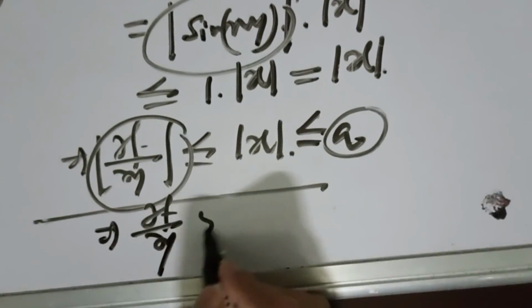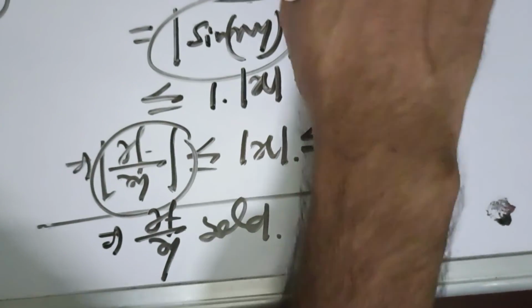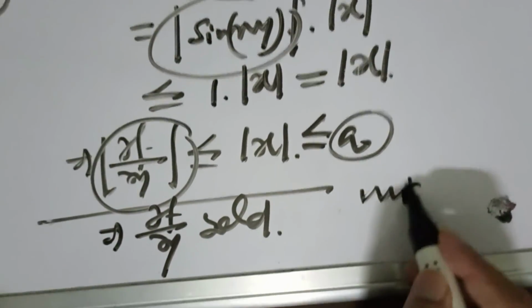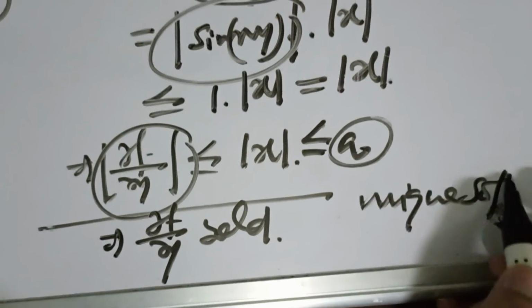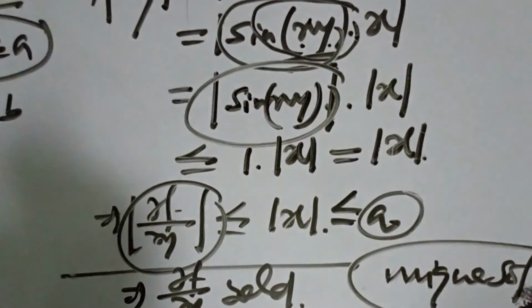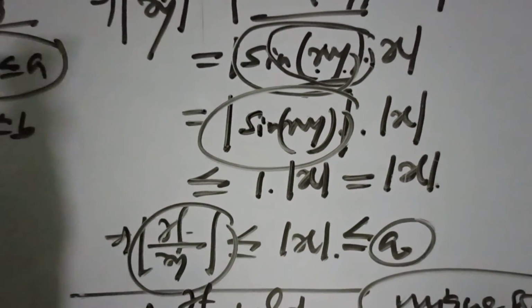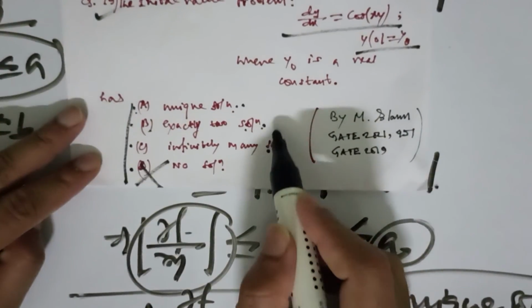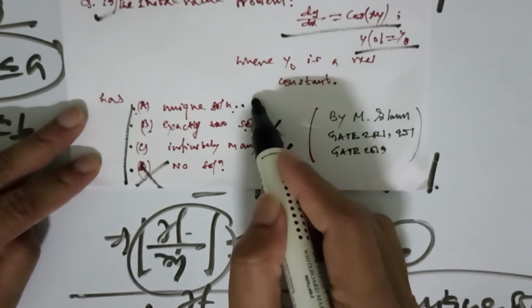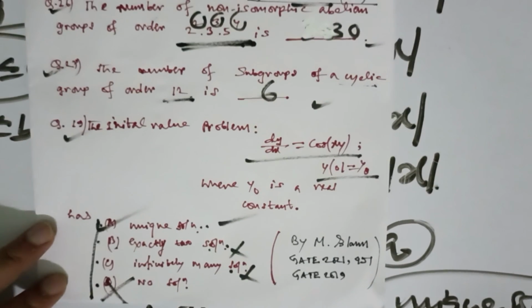Since del f del y is bounded, the given initial value problem has a unique solution, by Picard's theorem. This result is called Picard's theorem. So this initial value problem has a unique solution. So equal to solution is not correct, infinite solution is not correct, so unique solution. So option A is correct. Okay, so thank you.